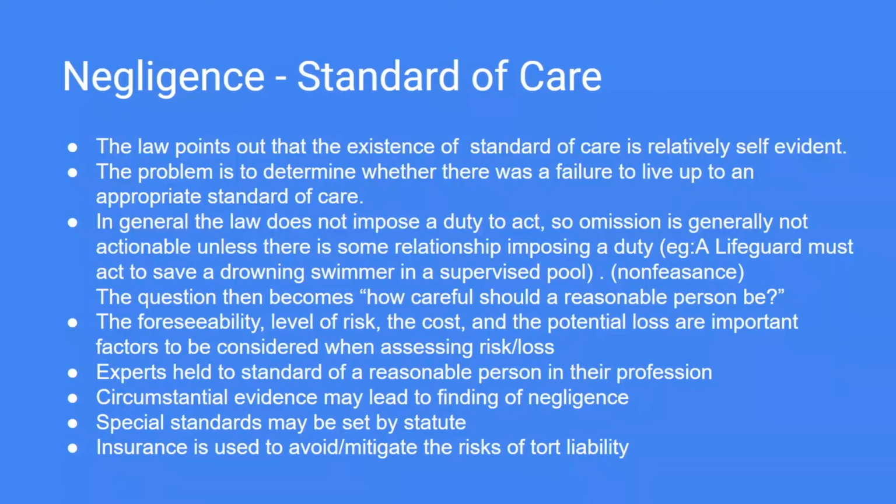So foreseeability comes into play. The level of risk, the cost, and the potential loss are all factors that the court will look at with regard to this standard of care, okay? The standard has to be applied for, let's say, an engineer. There has to be foreseeability that the building will fall down. The level of risk: if it does fall down, will someone get hurt? The cost: well, we could build a building that won't fall down, but it will cost a fortune. So we need to factor in how much cost is involved in order to ensure that level of security, and the potential loss.